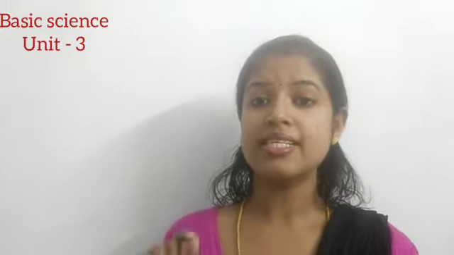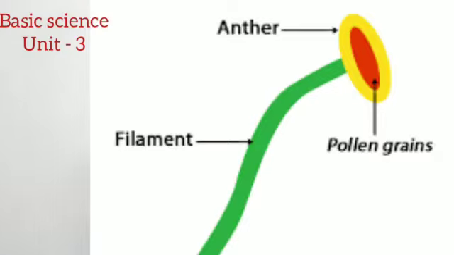That we will discuss in later classes. So, this is the structure of androecium. It's a male part of the plant and it consists of anther and filament. That stick-like thing is called filament and the uppermost part is called the anther. And inside the anther is the pollen grains. Clear?